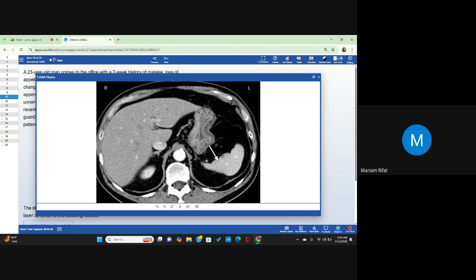The spleen looks enlarged. Splenomegaly. What else? The arrow is over the spleen, and the spleen looks enlarged, or that is what they are asking about.